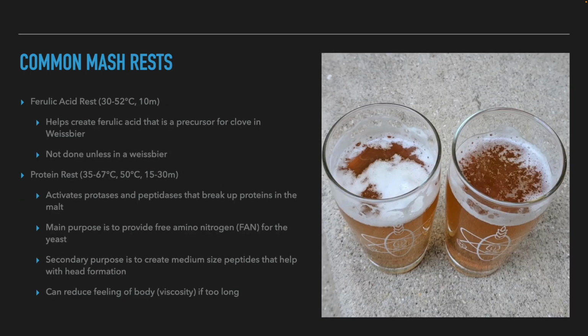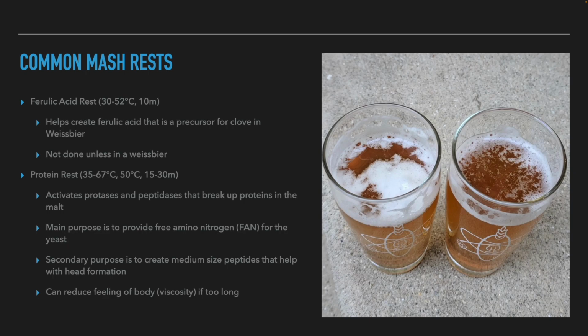The next mash rest is the ferulic acid rest. It can happen between 30 to 52 degrees Celsius and lasts for about 10 minutes. This rest activates enzymes that help create ferulic acid. Ferulic acid is a precursor of 4-vinyl guaiacol, which is a phenol that gives the clove flavor in German Weissbiers. This rest is only done in German Weissbiers.